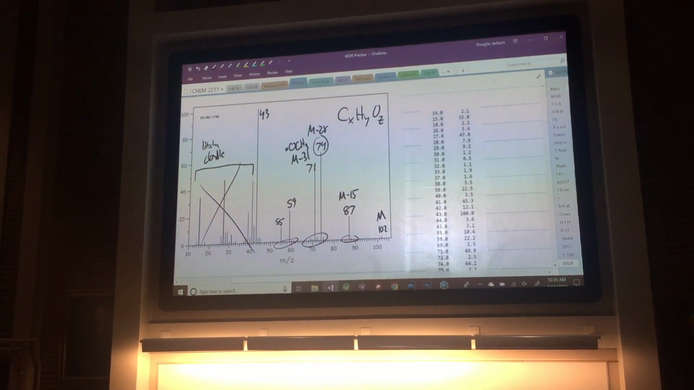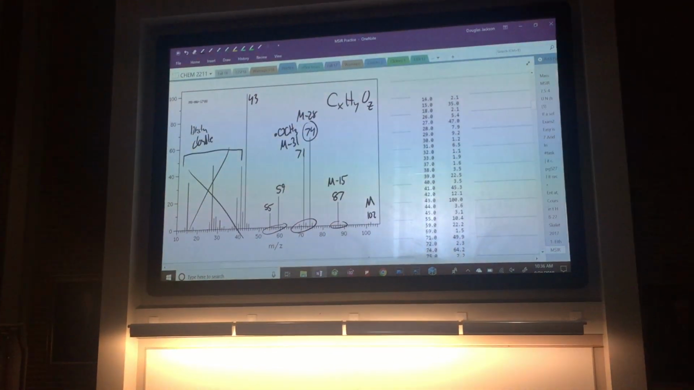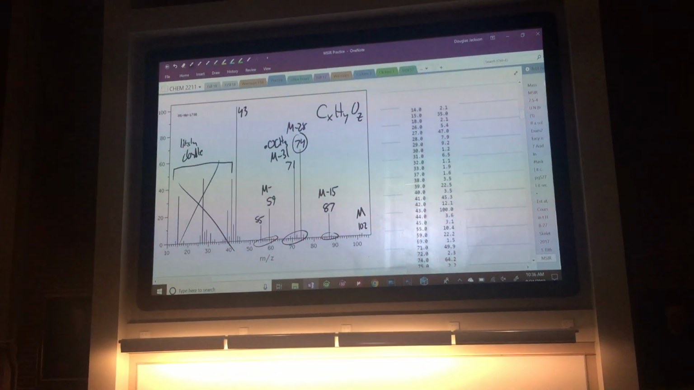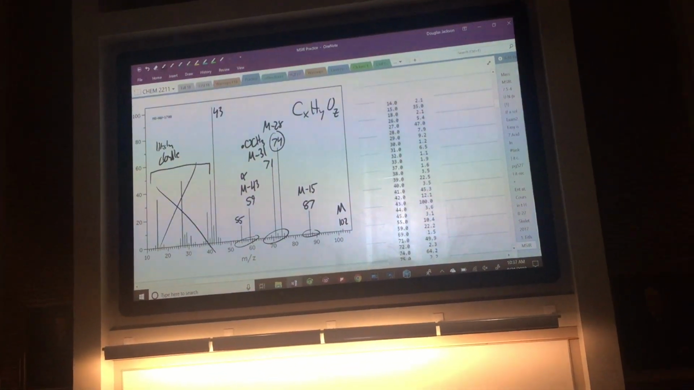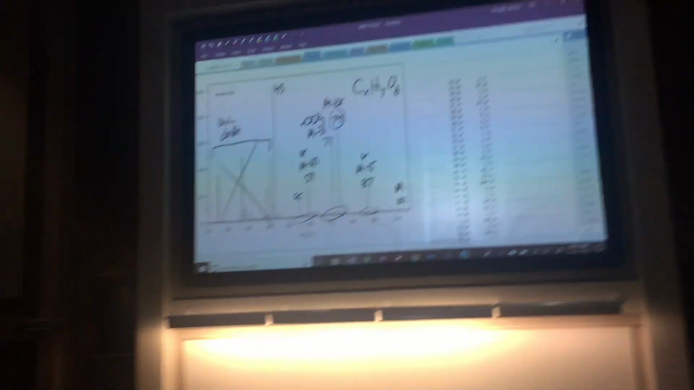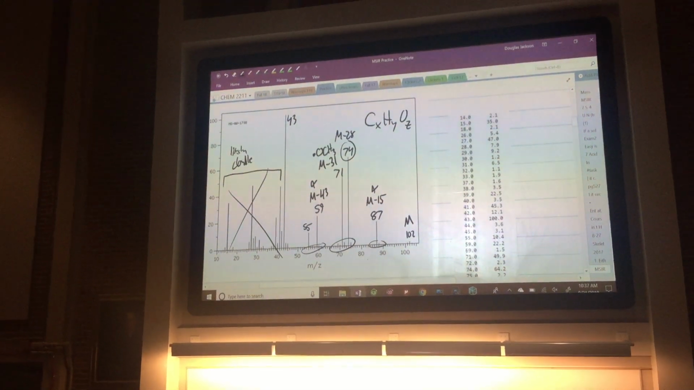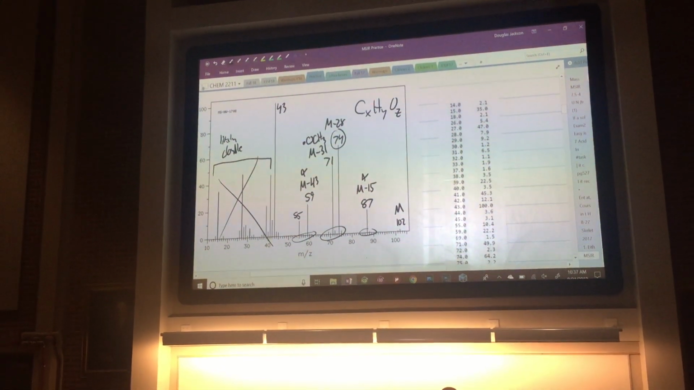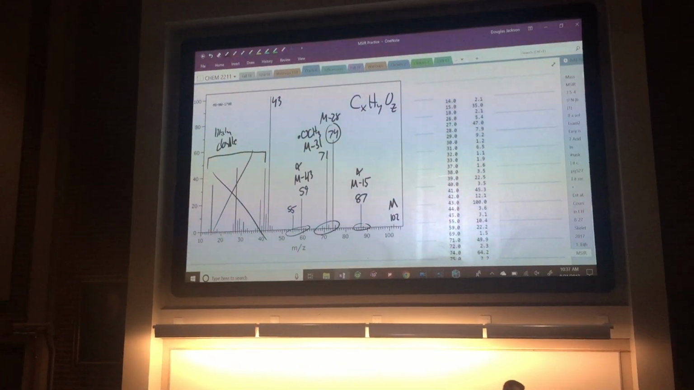But I'm going to keep labeling these. 102 minus 59 is 43. Loss of an alkyl fragment, that's alpha cleavage. Alpha. McLafferty. Okay, loss of a fragment, that could be inductive or it could be alpha. But we know loss of an alkyl is going to be an alpha cleavage.